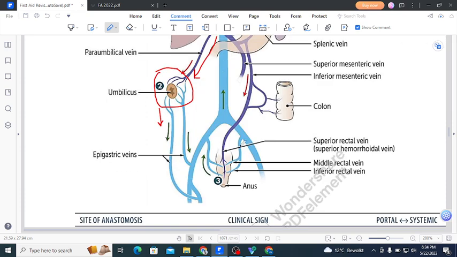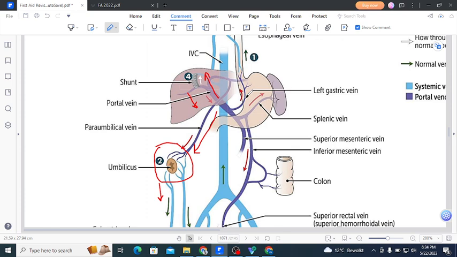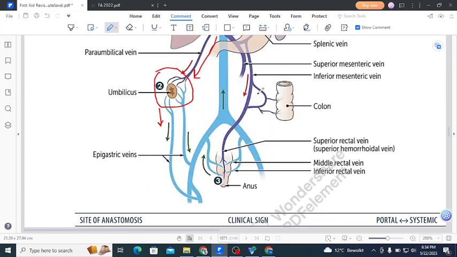The same is true at the side of the rectum, that this blood will move downwards, and this system, this channel, instead of taking the blood towards the liver, starts shunting the blood backward so that it could be drained with the systemic circulation, the middle rectal vein and the inferior rectal vein. So the superior rectal vein is a part of the inferior mesenteric vein, right?